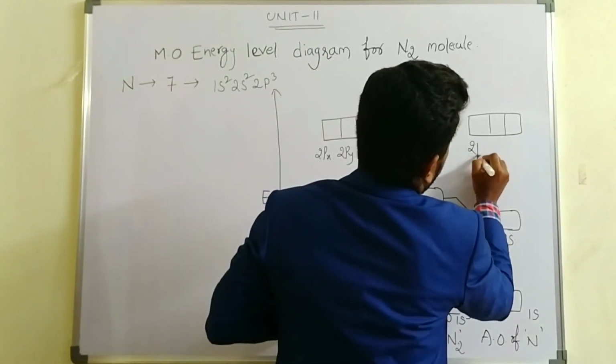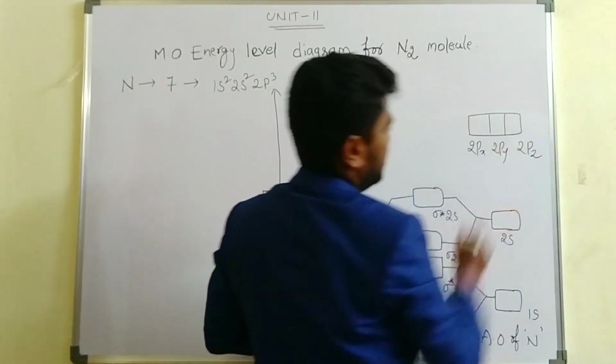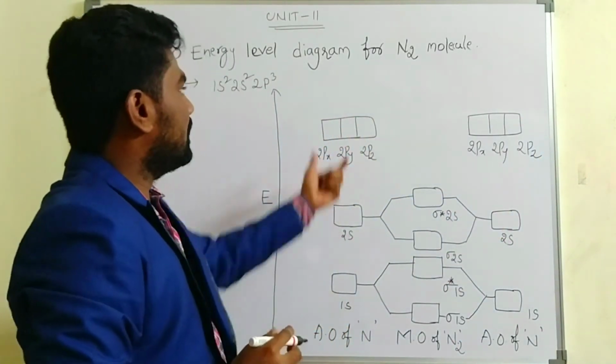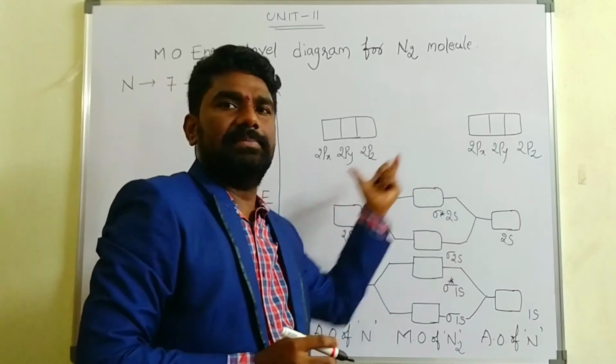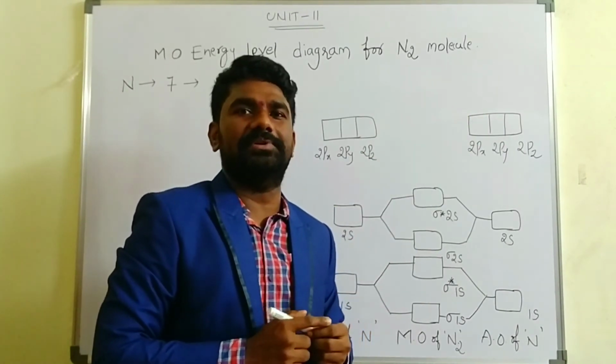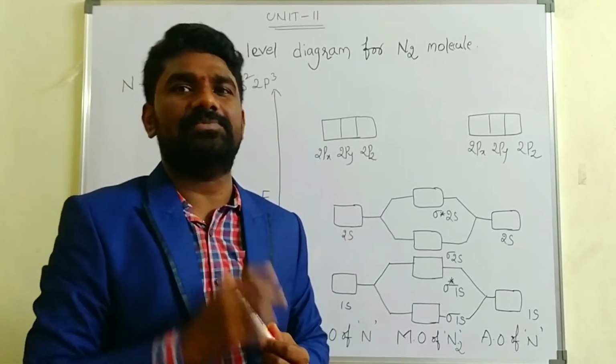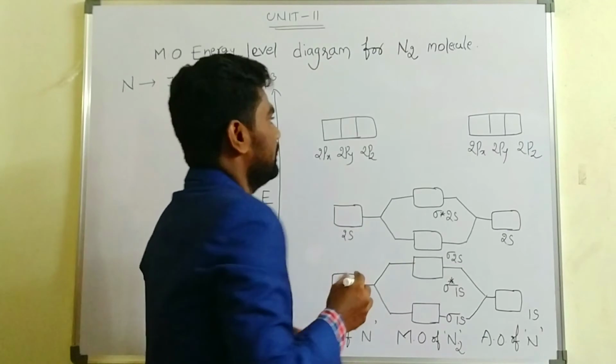Here also 2px, 2py, 2pz. Isn't it? In total, how many orbitals do we have? 3 plus 3, 6. 6 atomic orbitals are participating to form the molecular orbitals. How many molecular orbitals will we get? The same number. That means 6 molecular orbitals. Isn't it?